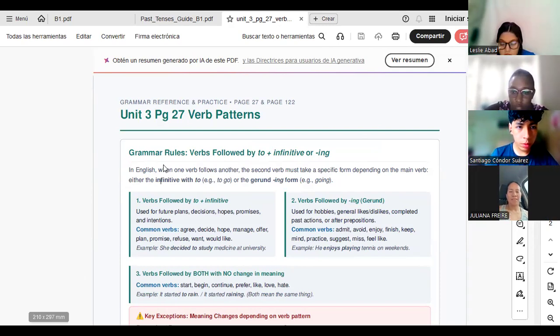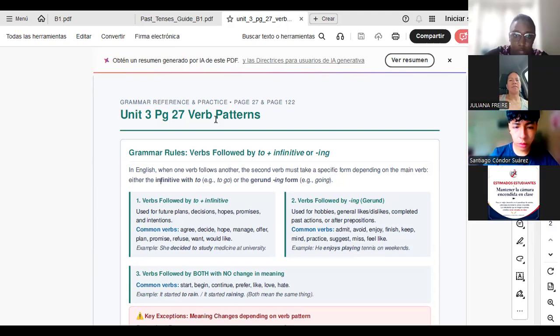Okay, Juliana, we are talking about verb patterns. In English, when one verb follows another, the second verb must take a specific form depending on the main verb. Infinitive or ing. It means, tenemos dos verbos seguidos. ¿Listo? El primer verbo nos va a decir cómo va el segundo. Si en infinitivo, que es con to, o si en gerundio, que es con ing. ¿Listo? Okay. En base, ese es el tema.